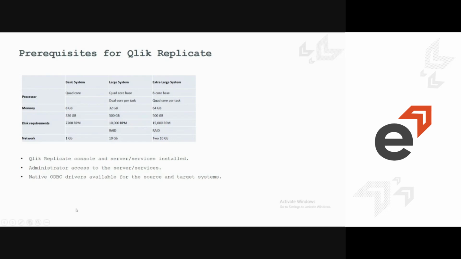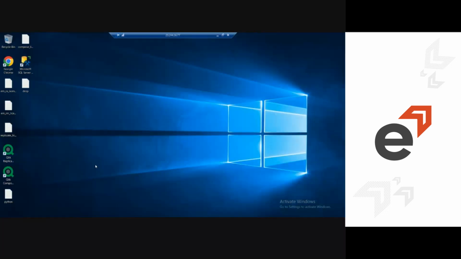Apart from that, like we've already mentioned, the native ODBC drivers should be available. We'll quickly see how Replicate works. We'll see it in action. So once Replicate is installed, you'll have the consoles. This is the Replicate service that will be installed.